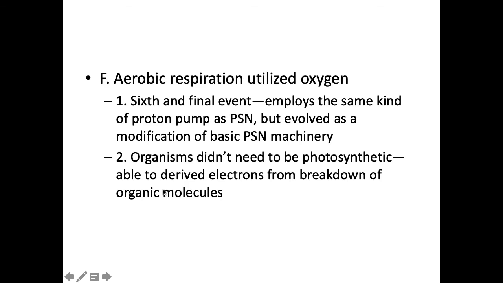And then finally, the sixth and the final event ties into aerobic respiration and how we utilize oxygen. There's enough of it now. And so that is the final electron acceptor. And as a result, we could create a lot of ATP. So organisms didn't have to be photosynthetic. They didn't have to have chloroplasts to make their own food. They were able to get electrons from the breakdown of those organic molecules.